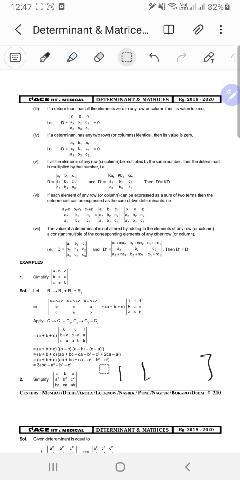Cool. Next, the value of a determinant is not altered by adding to the elements of any row or column a constant multiple of the corresponding elements of any other row. Then D' is equal to D. Wait, is that correct? I don't think this is.